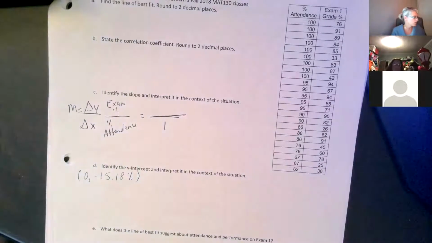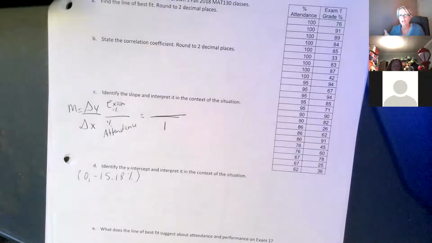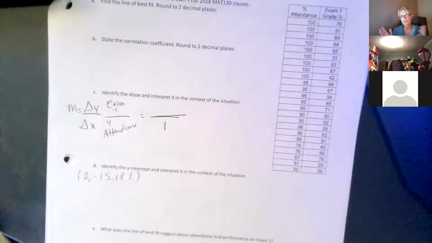Some of the ones make more sense to say. They feel natural, like, every pizza that we buy, it costs $9 more. I mean, that's a natural conversation. But when we say, every 1% increase in attendance, we expect our grade to grow by 0.49%, those numbers don't even really mean anything. But I want you to practice writing it.